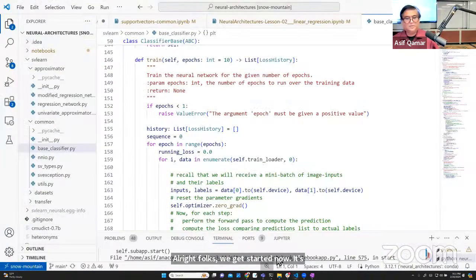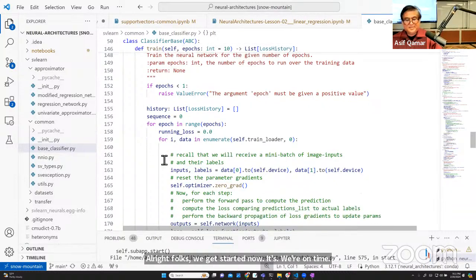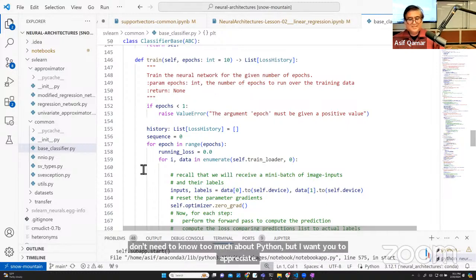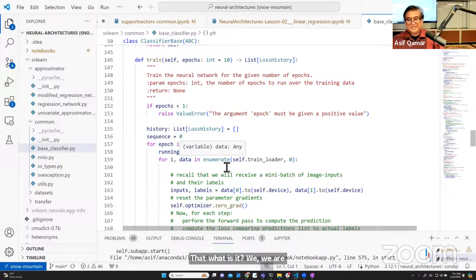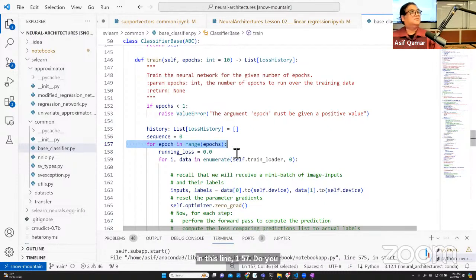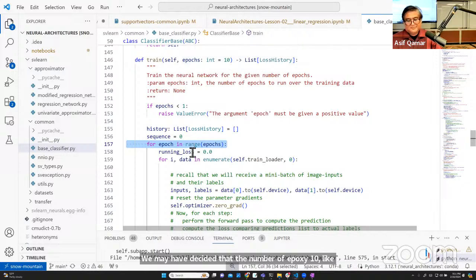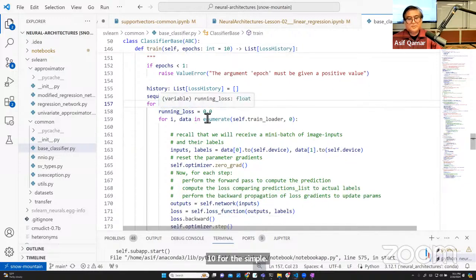We're on time. What I will do is show you now the main learning loop. When we say machine learning, when it comes to neural networks, this is the main loop. You don't need to know too much about Python, but I want you to appreciate that we are running through epochs, in this line 157. We determine how many epochs will run in this very simple code. We may have decided that the number of epochs is 10. For example, here you notice I've set default epochs to 10 for this simple neural network. For those many epochs, you do this.